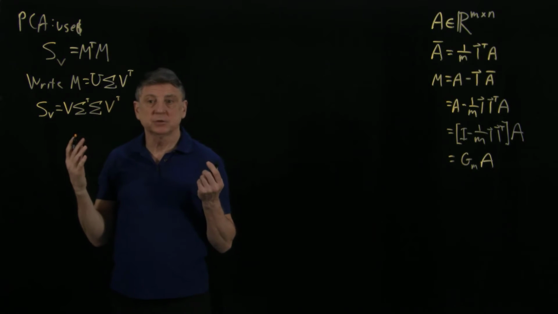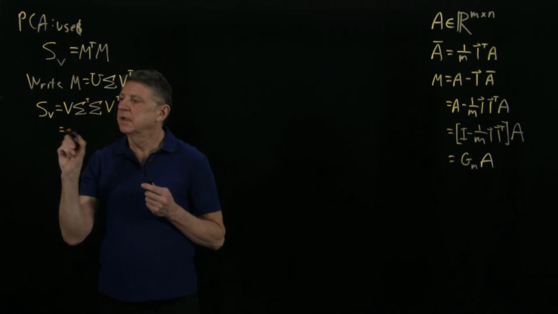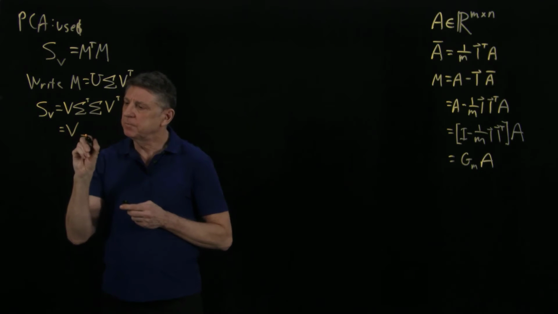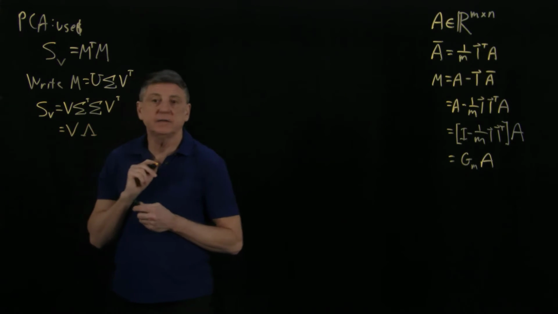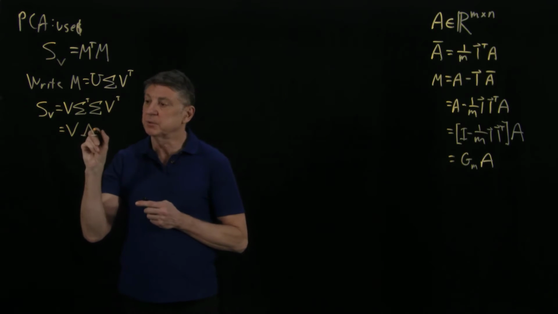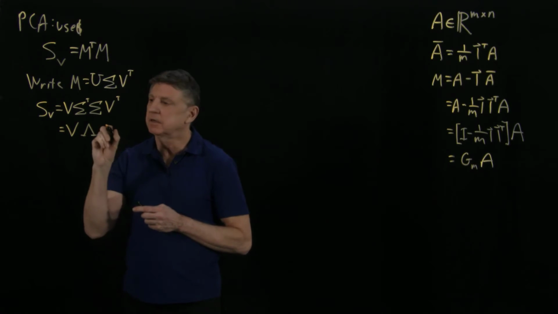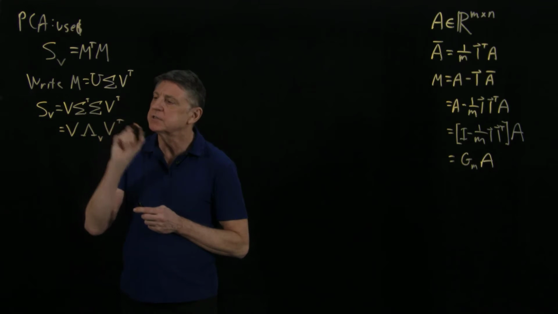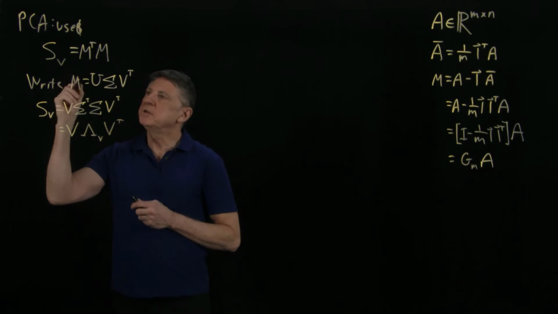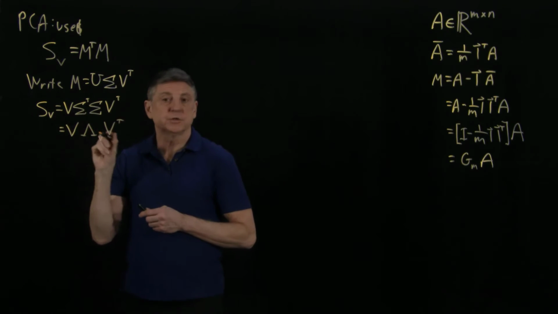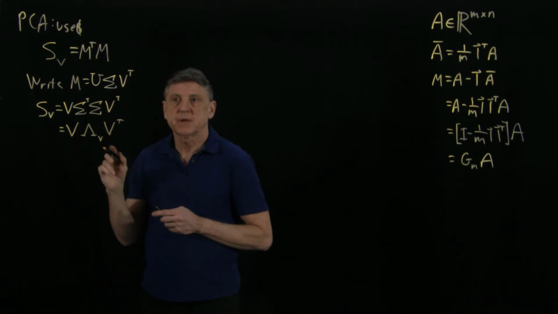And the spectral decomposition is that we would write that as V, and then the eigenvalue matrix, so it's a diagonal matrix, and let's put a subscript of V on that, times V transpose. So we can use the singular value decomposition, or we can use the spectral decomposition directly.